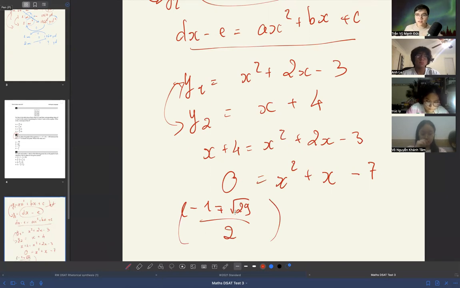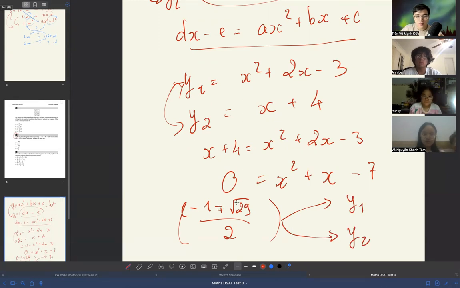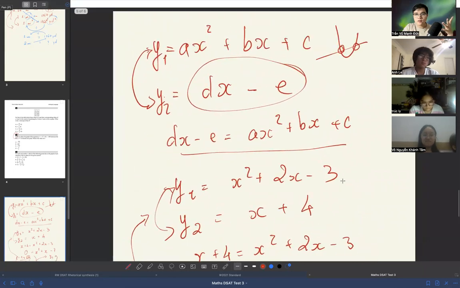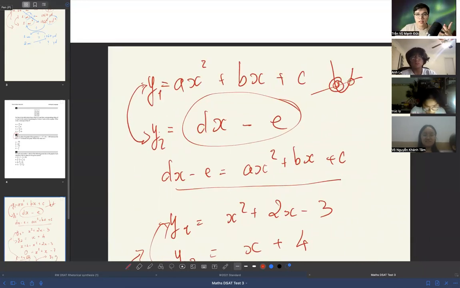2 points of x, 2 x values. So this will give us 2 values of y, y1 and y2, right? Just by plugging in negative 1 minus square root of 29 over 2 to either one of these equations, either one will do because they have the same y value. So you can choose one over another, or just use negative 1 plus square root of 29 over 2, and you're going to have the second y coordinate. And in conclusion, you're going to have 2 points, which are the 2 intersections.